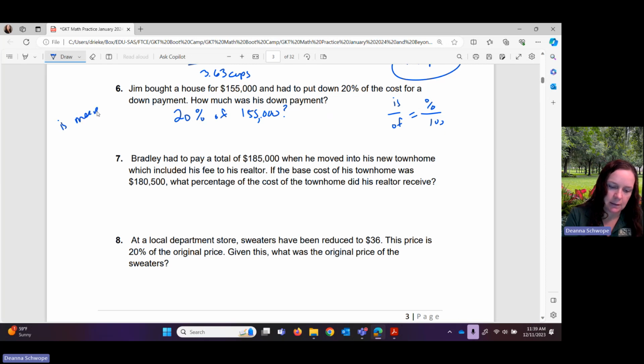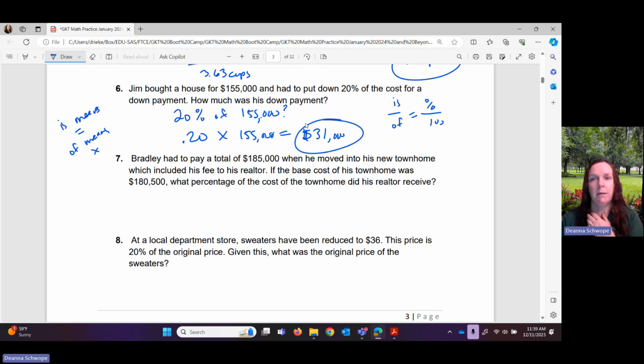Is means equal, of means multiply. In this case, it's a pretty easy one because we're just talking about a percent of something. So we're just going to change the percent to a decimal and multiply by $155,000. So if I say $155,000 times 0.2, I get $31,000. That is his down payment.